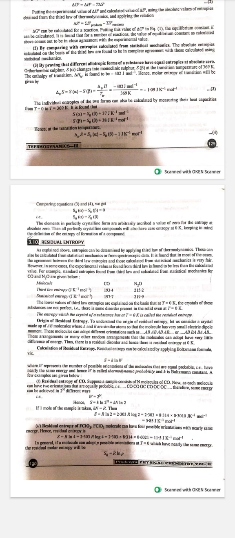Residual entropy of FClO3. The FClO3 molecule has four possible orientations with nearly the same energy. S is equal to R ln 4, which is equal to 2.303 R log 4, and the answer is 11.5 joule per Kelvin per mole. In general, if a molecule can adopt B orientations at T equal to 0 K which have nearly the same energy, the residual entropy will be SR is equal to R ln B. Thank you.